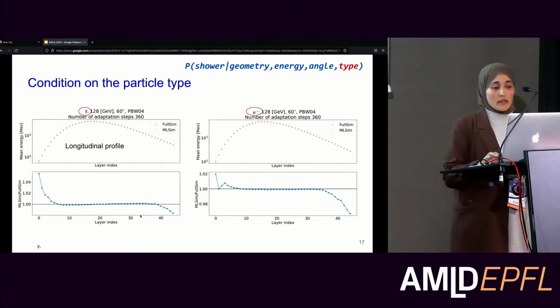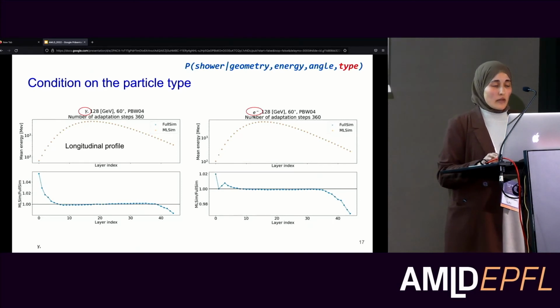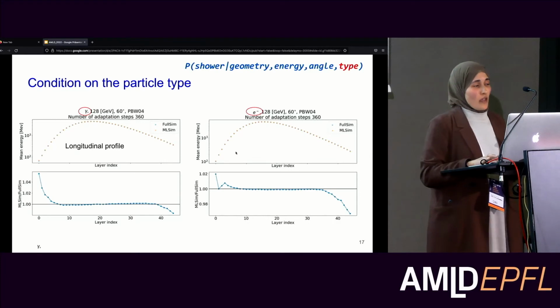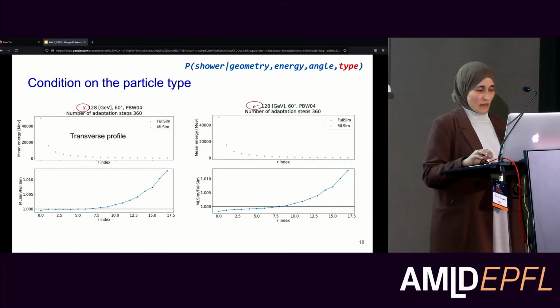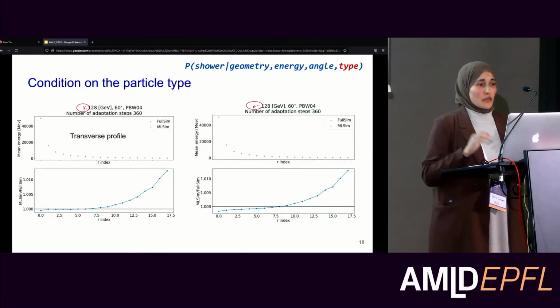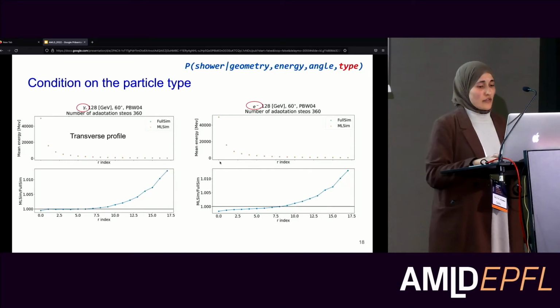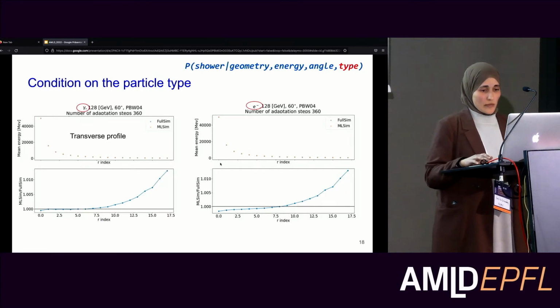Here you can see the longitudinal profile as well for two different particle types, so the gamma and the electrons, and you can see that we are getting also a very good agreement. And this one is the transverse profile, where we look at the energy as function of the different rings, also for the two different particle types.